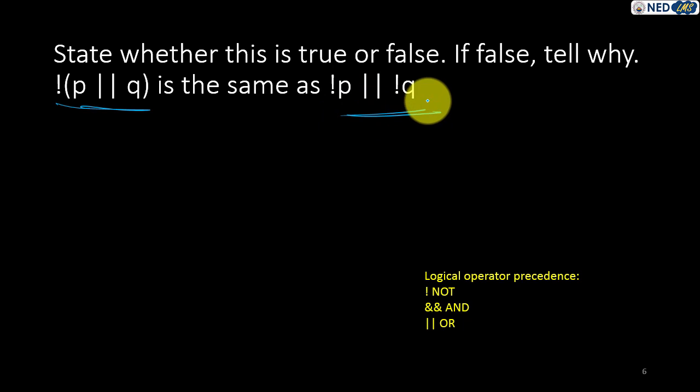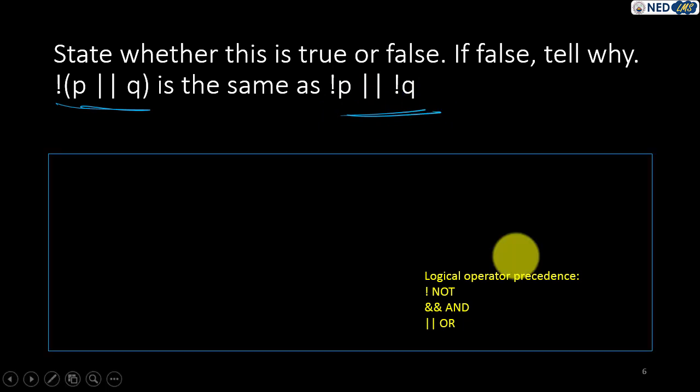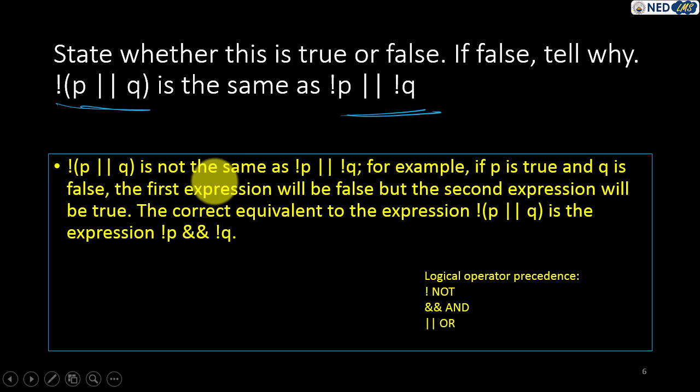So the best way to figure that out is to always make a truth table. I've written the standard explanation over here, that this is not the same as this expression. For example, if p is true and q is false, the first expression will be false, but the second expression will be true. The correct equivalent to the expression is not p and not q. But if you are not so sure about it, you make a truth table.